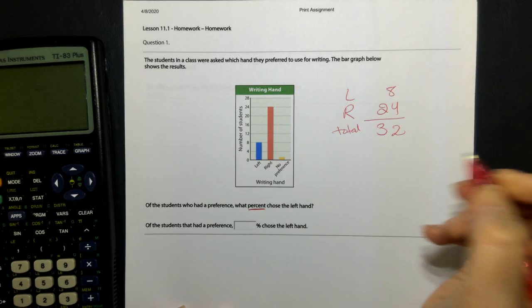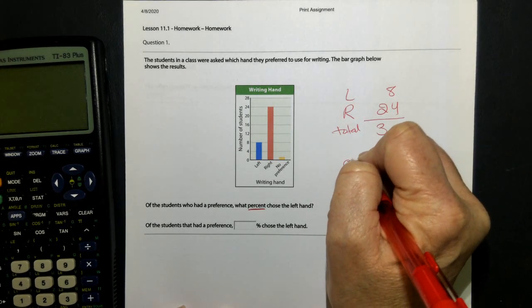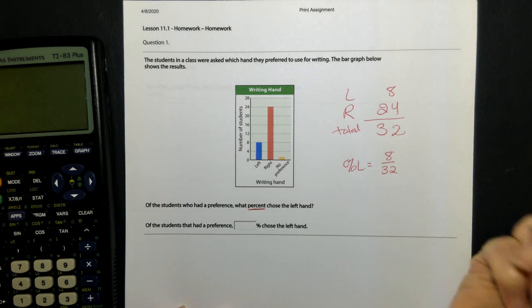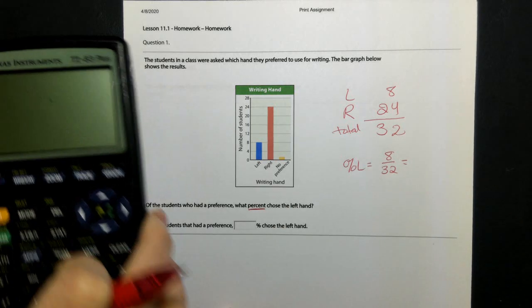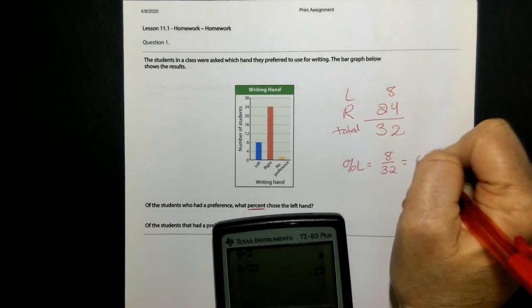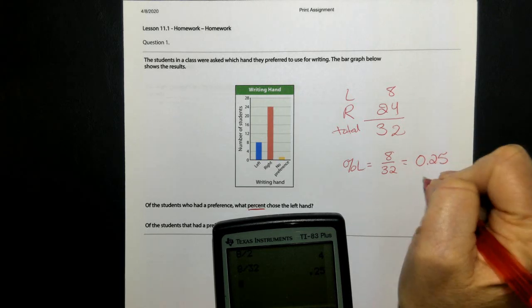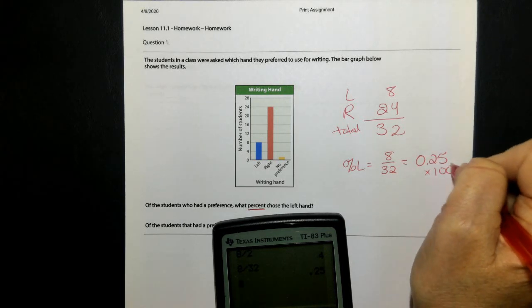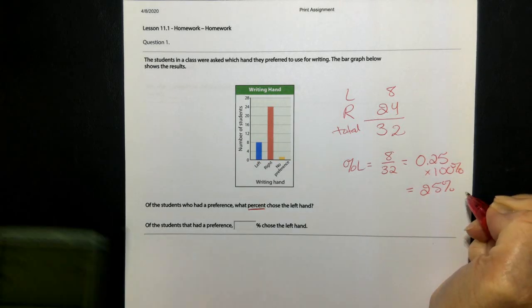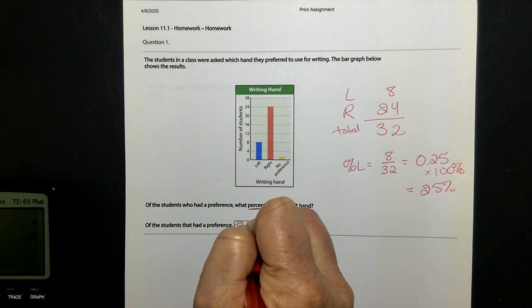And they're asking what percent are left hand, so percent left is going to equal 8 over 32. And we want to do that in percent. So first thing we will do is turn it on, clear. 8 divided by 32 is 0.25. Now percent would be times 100%. So the answer is going to be 25%.